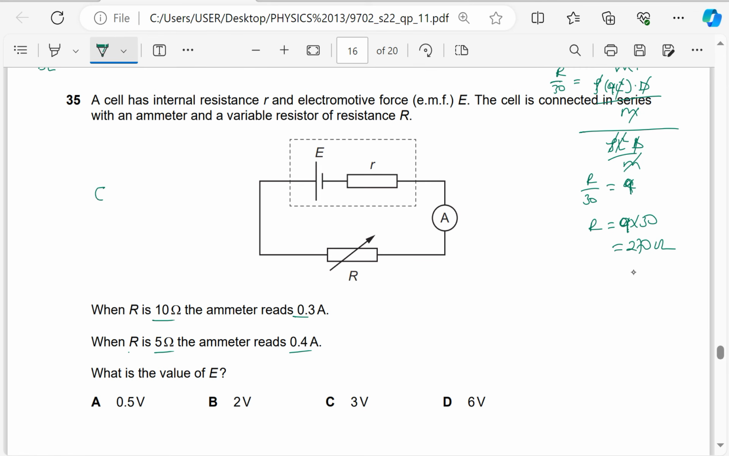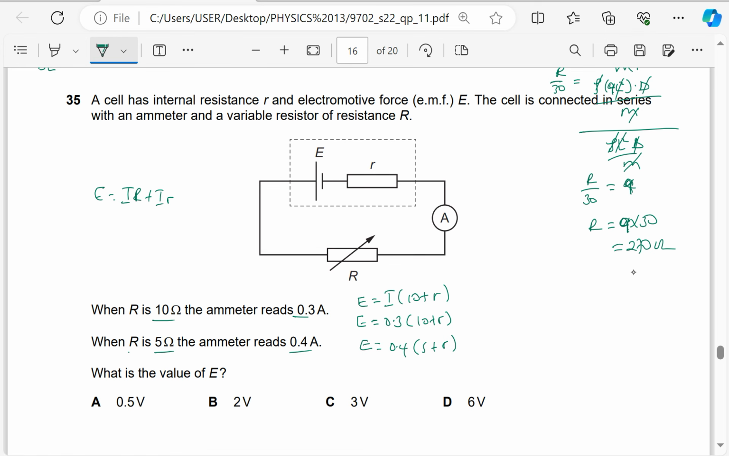We know that the EMF is equal to the terminal PD plus the PD across the internal resistance, which is going to be I times capital R plus I times small r. So when R is 10, we have the EMF E is equal to I into 10 plus internal resistance r. So E is equal to 0.3 into 10 plus r. And then the second one, E is going to be the current 0.4 into 5 plus r. So I'm just going to solve these two equations.